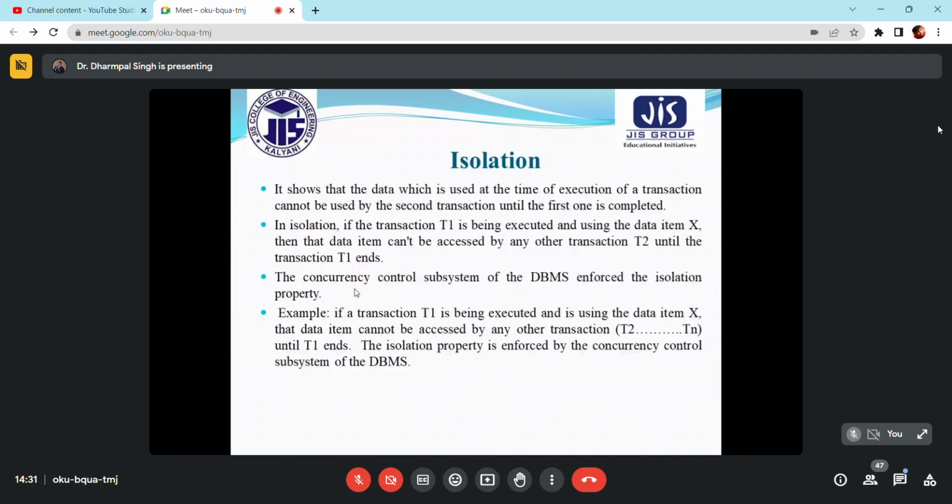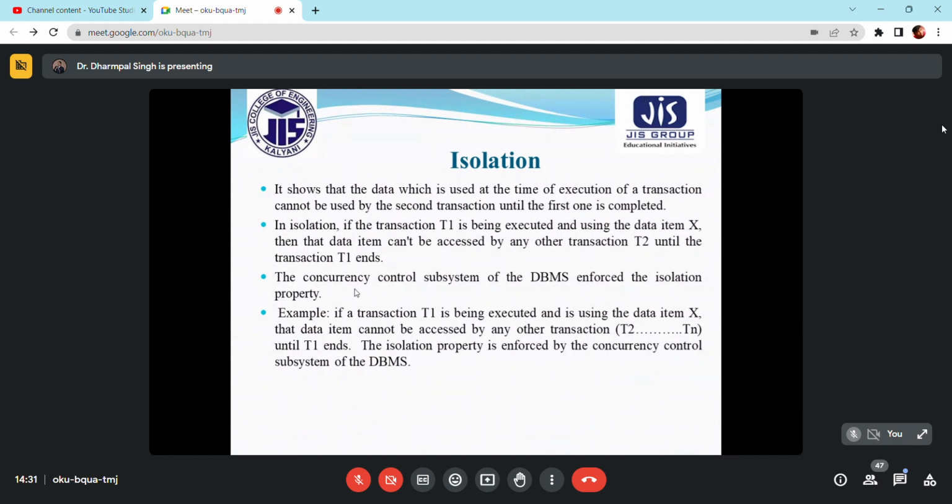We can see the isolation. It shows that the data which is used at the time of execution of a transaction cannot be used by the second transaction until the first one is completed. Okay, it means that while the transaction is executing, the other transaction will not participate in that part.